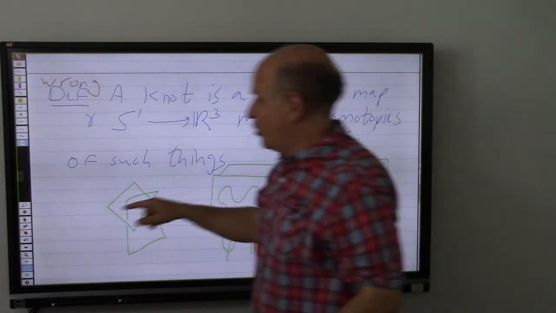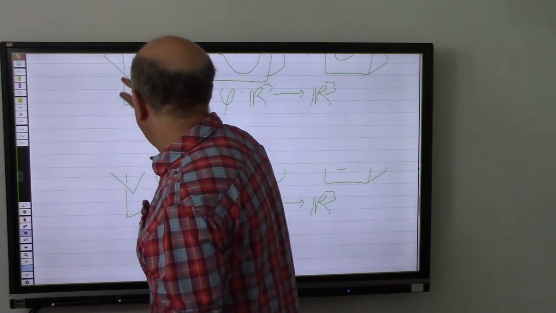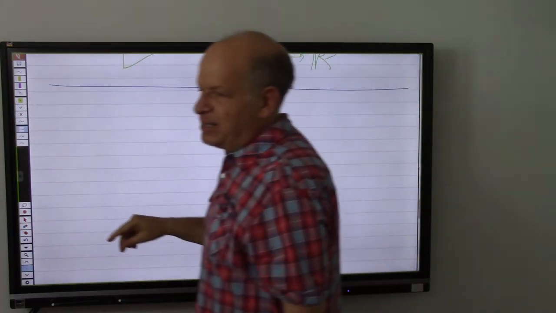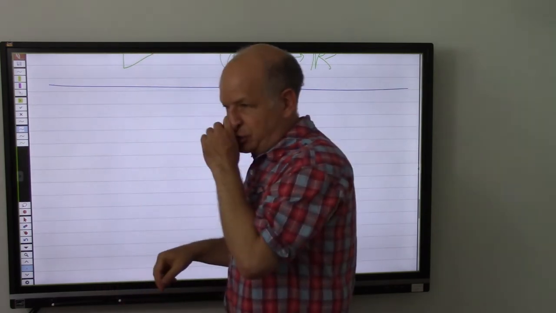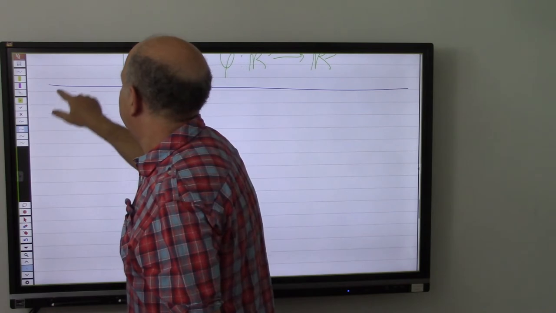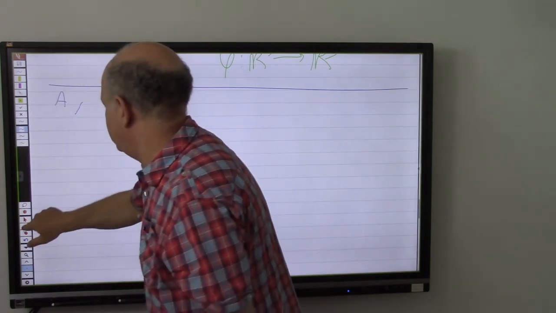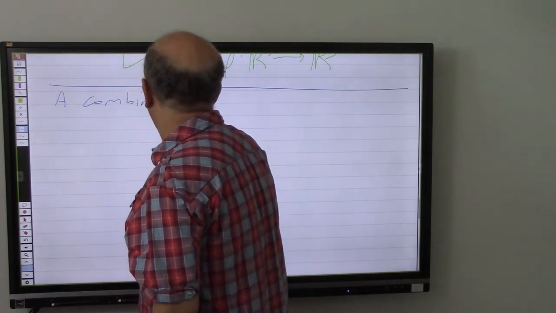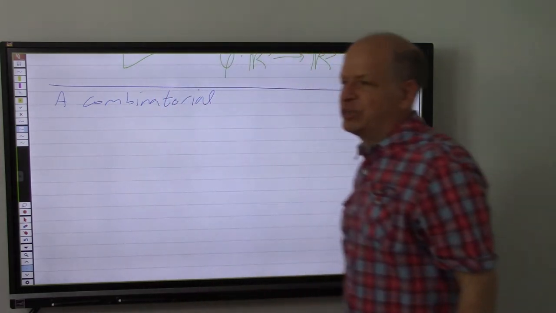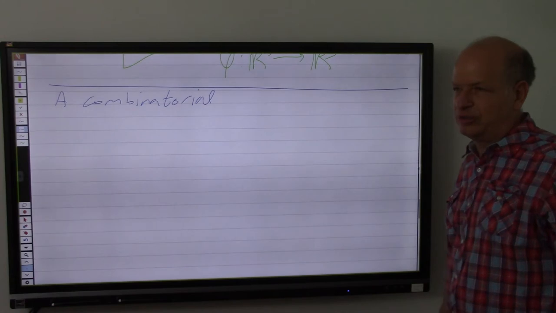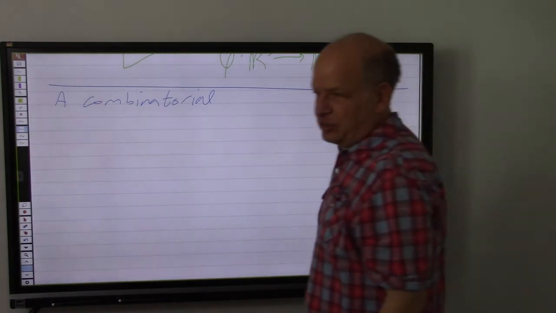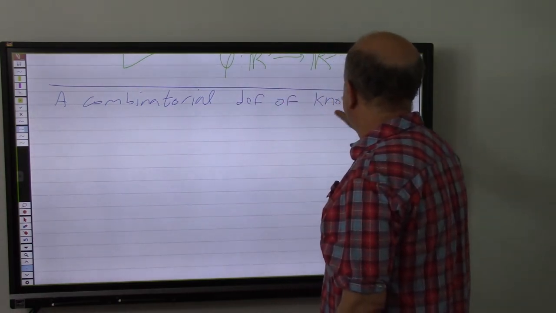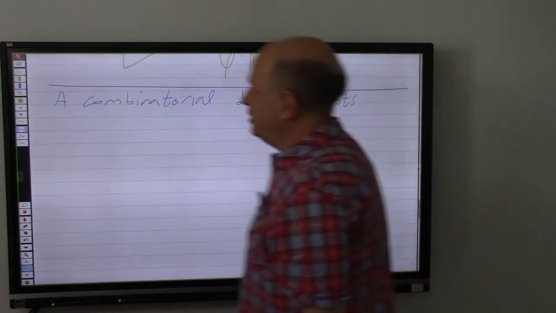But let me tell you about the one outcome of lecture one. So the one useful outcome of lecture one is a combinatorial one. So at the end, we want to do algebra and combinatorics, or at least that's what we want to do today. So at the end, you get a combinatorial definition of knots. And here is the definition.